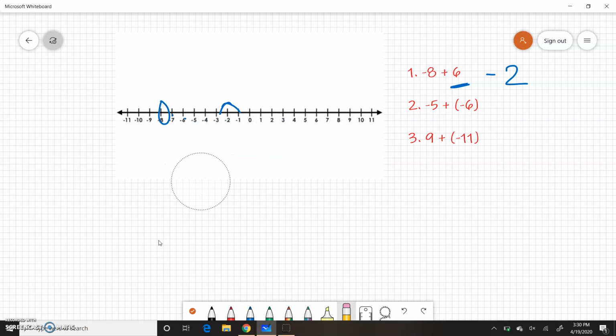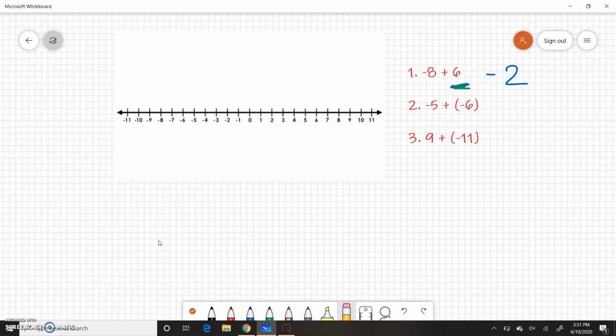So to recap that real quickly, I took my first number, negative 8, and I went to negative 8 on my number line. And then I jumped forward 6 spaces, and I went to the right because my 6 is a positive number. So I went to the positive side. But it was only positive. I only added 6 to it, so I only got to negative 2. I didn't get all the way to the positive side because I wasn't adding enough positives.